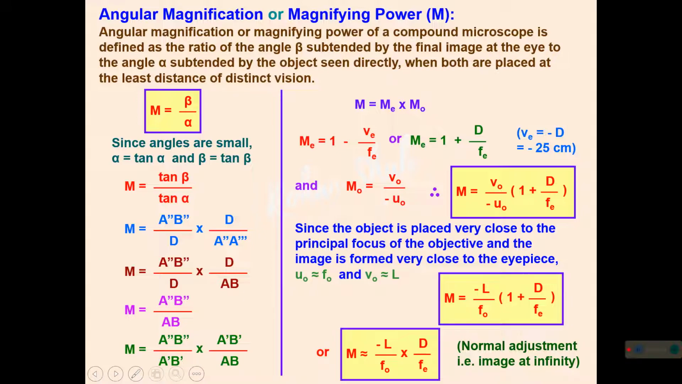And if FE is very, very small, then it becomes minus L upon FO into D upon FE. This is for the normal adjustment. What is the normal adjustment? When the final image is formed at infinity, right? When you are doing the derivation, you have to keep the image aside. Keep writing the derivation and watch the values we substitute along with the image, and you will understand the derivation very easily. When you substitute the values, you have to see the ray diagram, and the image you have drawn should be with you. Okay, great. Let us move to the next step.